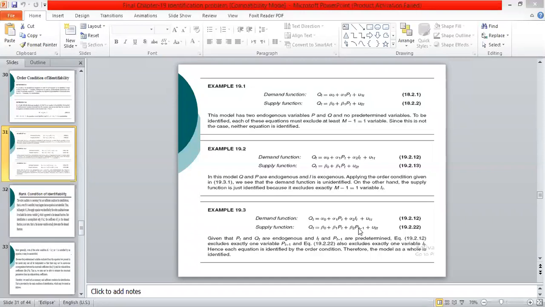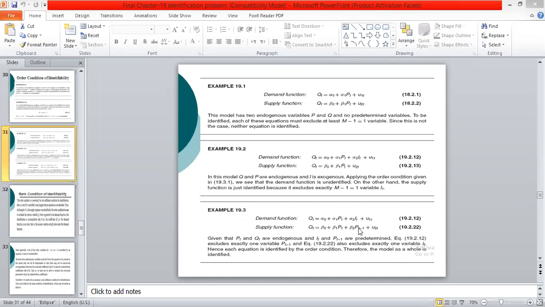So it means that in the demand equation, the number of variables excluded from the demand equation is equal to 1. So the demand equation is exactly identified because the number of predetermined variables excluded from the demand equation is equal to the number of endogenous variables in the demand equation less 1. So the equation is exactly identified.